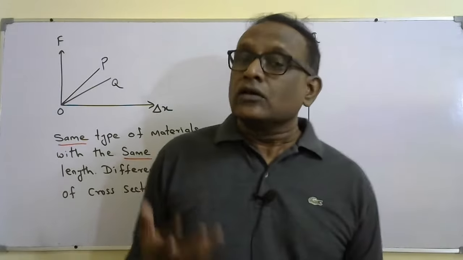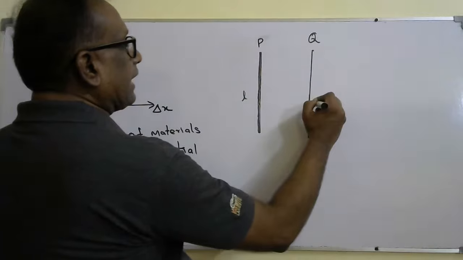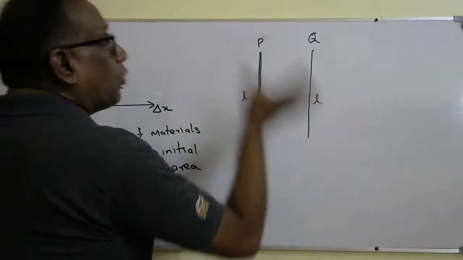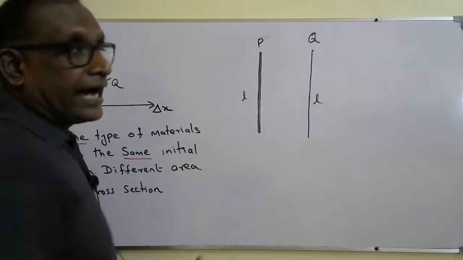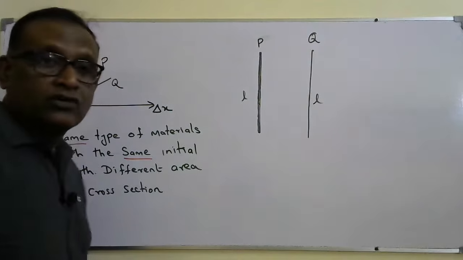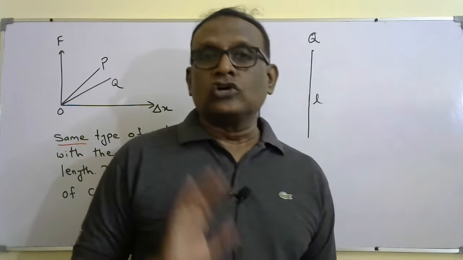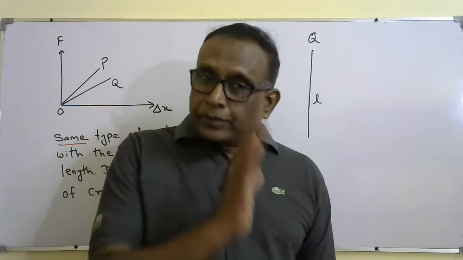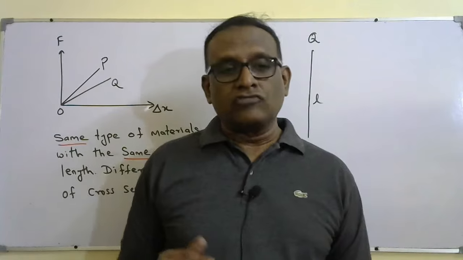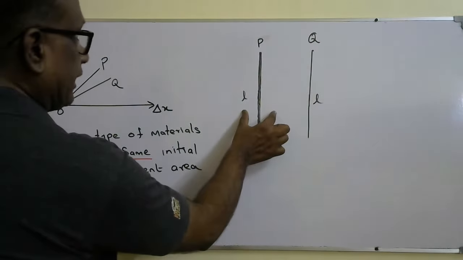Okay, think about another experiment where both wires have the same initial length L, but wire P is thicker, or the cross-sectional area of wire P is greater than the cross-sectional area of wire Q. Both are made of the same material. There also, if you do a practical, apply different forces and measure the relevant extension, and plot a graph of force against extension, you will get a graph like this.